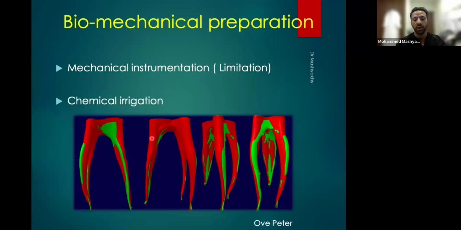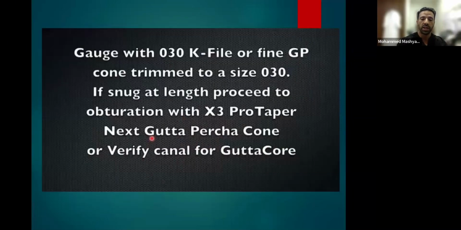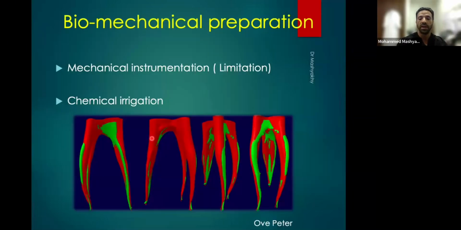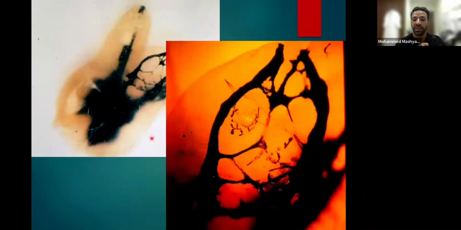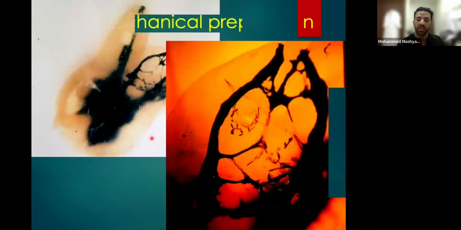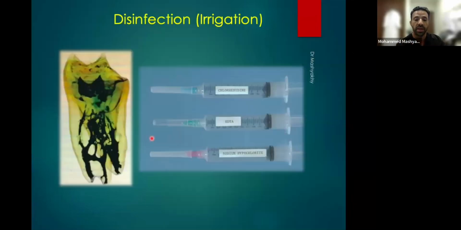After that, definitely you're going to follow with mechanical irrigation, which is very important. We know that no matter how much you clean and shape, there are still many areas not touched in the root canal system. And this is how it looks from inside. If you inject ink inside and clear the tooth, you see how difficult it is inside. So we have to rely on irrigation and activation.